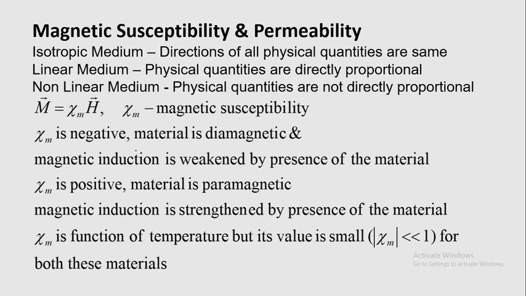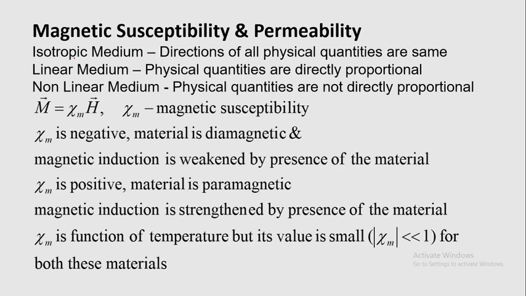Now next, we'll see the different types of magnetic materials. Magnetic materials are materials that can be magnetized, and they are a medium. Media is plural, medium is singular. In electrostatics, we have a dielectric medium. These terms we have already defined: isotropic, linear, non-linear. Isotropic means the different physical quantities, it can be magnetization, magnetic intensity, magnetic induction, have the same direction.